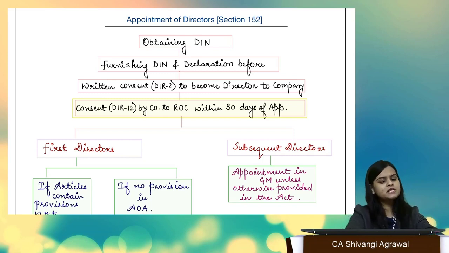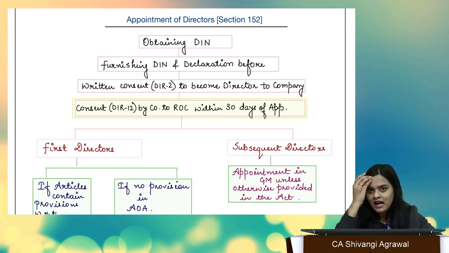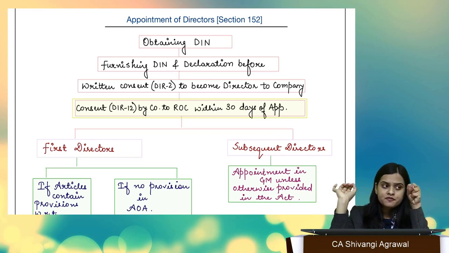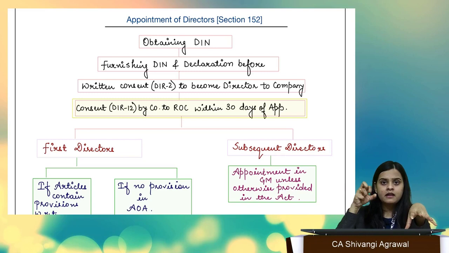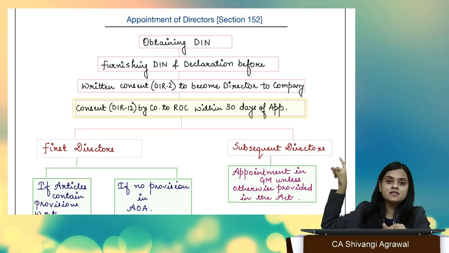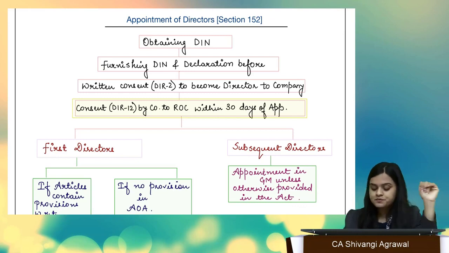Fine. Supposedly I fulfill all these criteria. What are the methods? How can I be appointed as a director in the company? The appointment of first directors is given in section 152. The appointment of subsequent directors is given in section 160, and the appointment of retiring directors is given again in section 152. So that's how the appointment is spread over different sections.